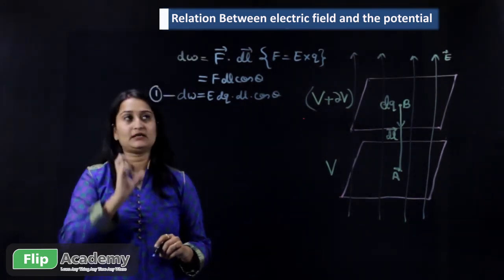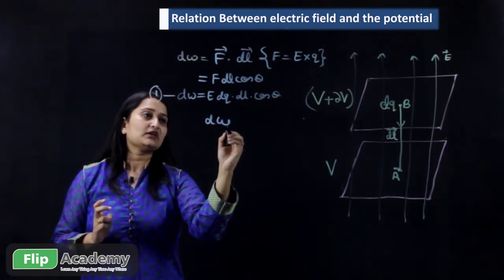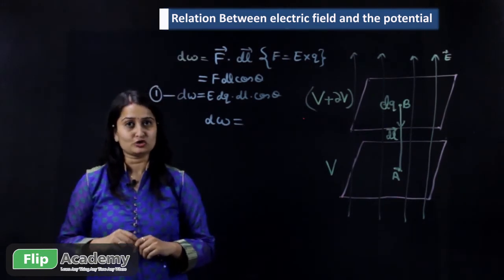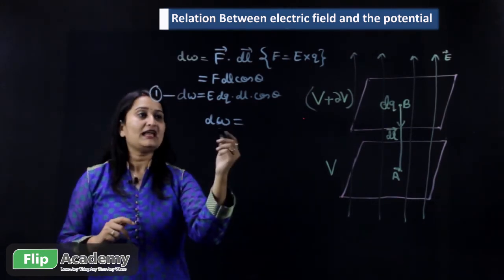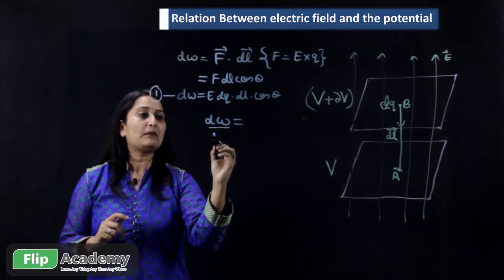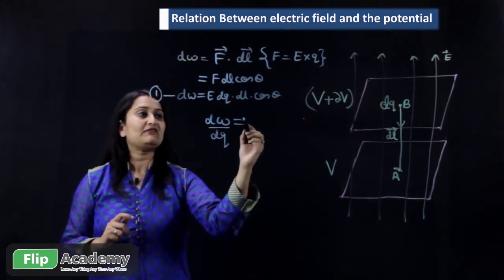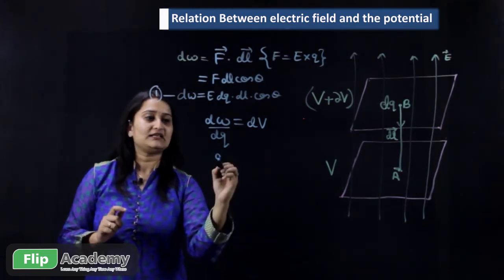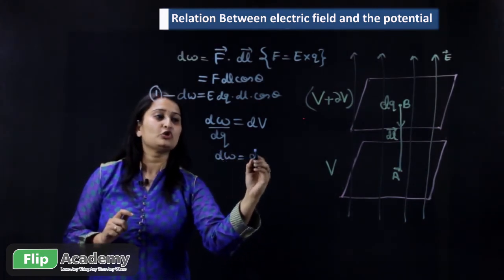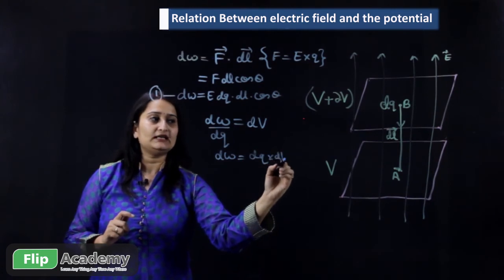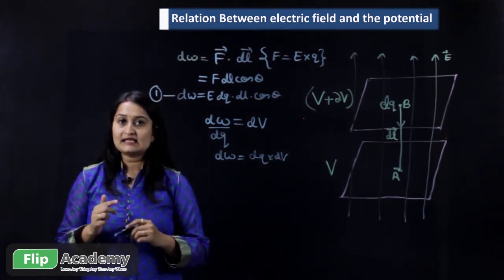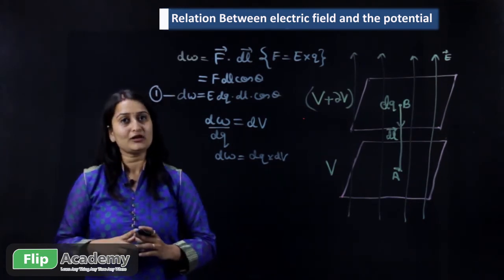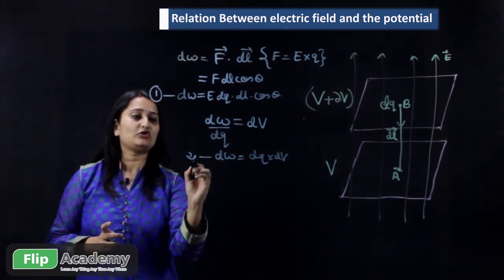Moving on to another part, dW has one formula which is related to the electric potential also. If you remember that formula, the work done upon the charge is given by the electric potential. So we can write here that dW is equal to dq into dV. dV is the incremental change in the value of the electric potential. So this is your equation number 2.